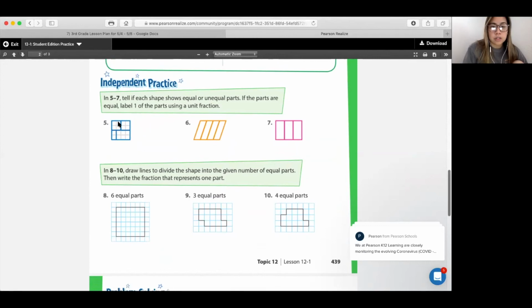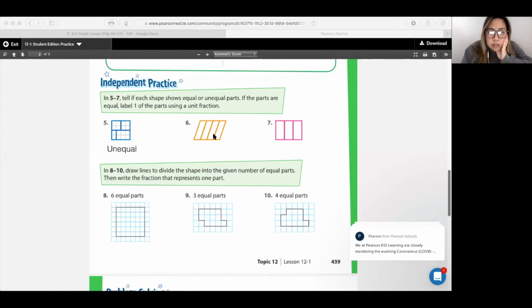So number 5, this has an area of 4, this has an area of 4, this has an area of, looks like 6, and this has an area of 2. So this is totally unequal. Moving on to number 6.